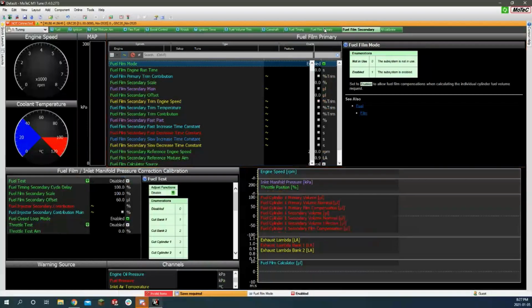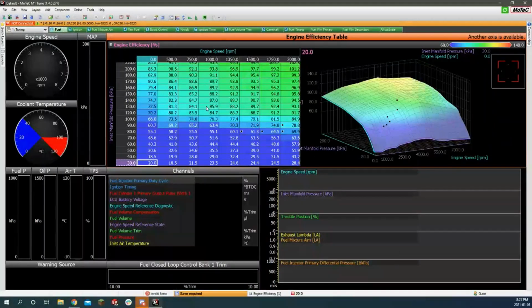Just more of the same for the secondary. If you have secondary injectors that are further up your intake, they would have a different amount of fuel film clinging to the intake because they have a longer area for the fuel to sit at. So that's all stuff that we'll tune.